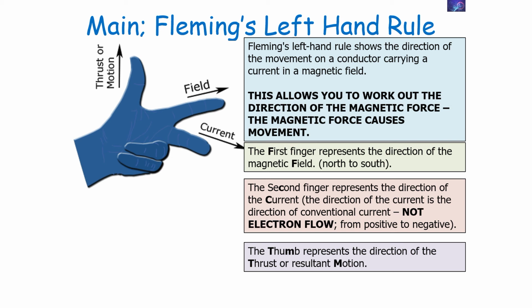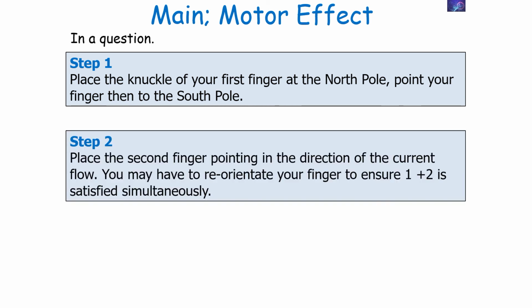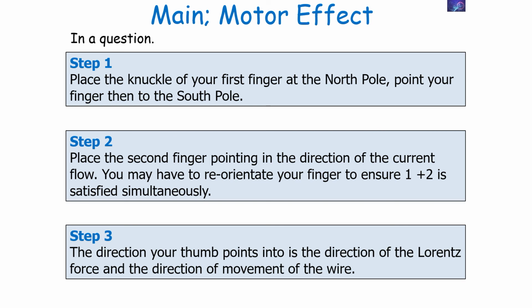So in a question, how should you use this? Step one, you place the knuckle of your first finger at the north pole of your permanent magnet and point your finger to the south pole of the permanent magnet. Then you place the second finger pointing in the direction of the current flow, and you may have to reorientate your first finger to ensure that step one and step two are satisfied simultaneously. At that point, the direction your thumb points in is the direction of the magnetic force and therefore the direction of movement of the wire.